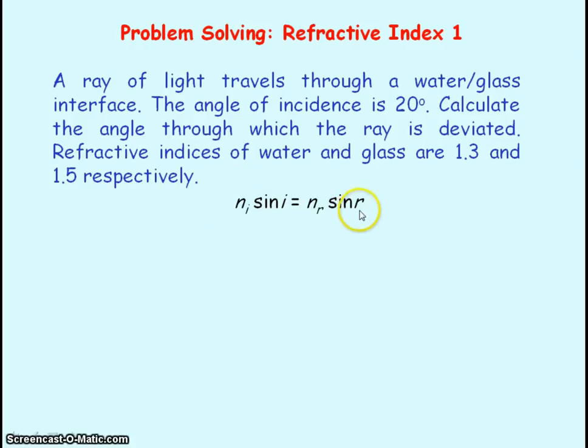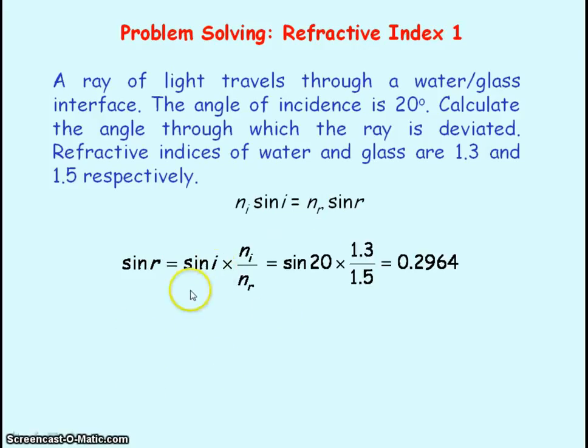As we need to find angle R, we need to rearrange this equation to make sine R the subject. So sine R will equal sine I multiplied by the refractive index of water divided by the refractive index of glass. And if we substitute for I and the refractive indices, we get sine R equals 0.2964. And so to get the angle R, we do inverse sine of this value, which gives us an angle of refraction of 17 degrees.